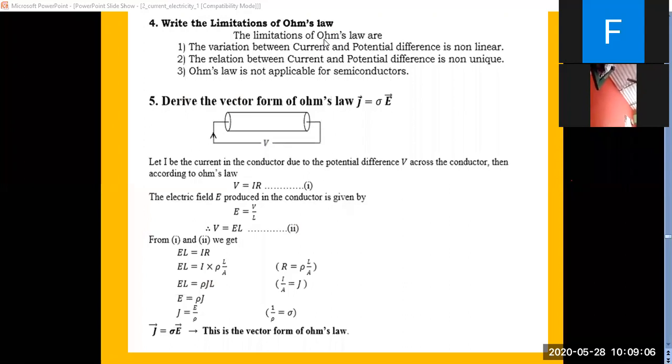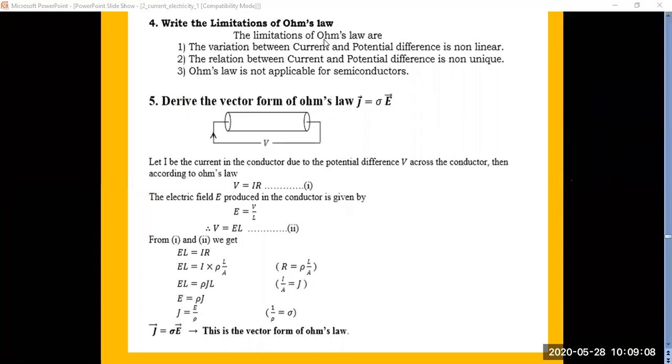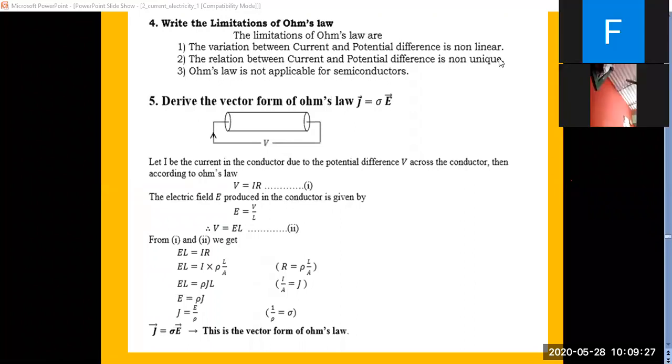See, there were 4 points given. They are not used in semiconductors. When temperature does not remain constant, they are not useful. They are not useful if all physical conditions do not remain constant. The variation between current and potential difference is not linear, meaning it is not along a straight line. This also can be written. In case you forget those points, you can add these points.